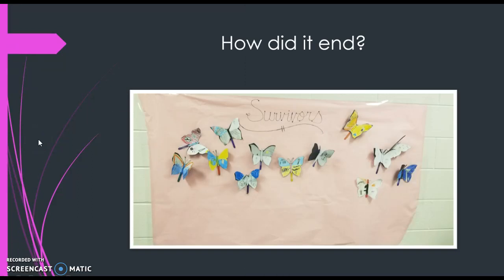So, how did it all end? So, it ends with the children, after they've decorated their butterfly and interpreted the symbols that they've chosen. They had a survivors and a memoriam board outside in the hallway. And the children found out at the end, after they did their constructive responses and made their butterflies, whether their child lived and survived.